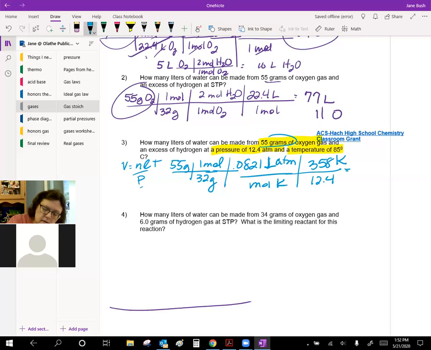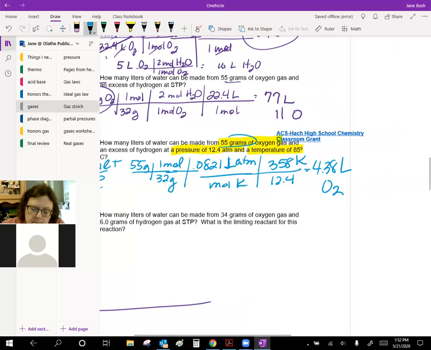So I'm going to do the math. Divided by 32, 0.0821 times 358 divided by 12.4. You get 4.38 liters of oxygen. Now, we're going to use stoichiometry. Okay.